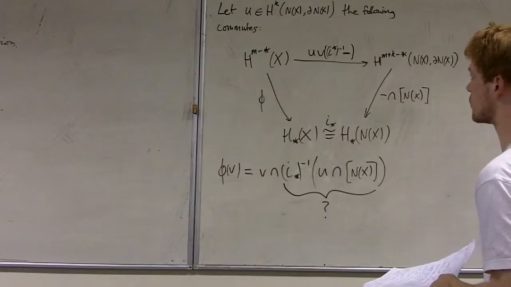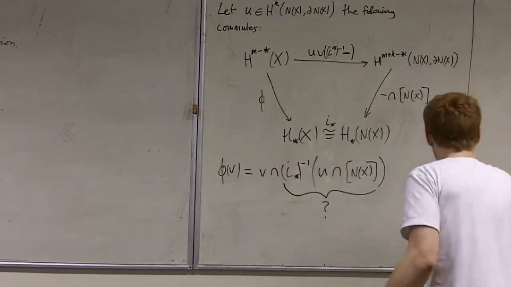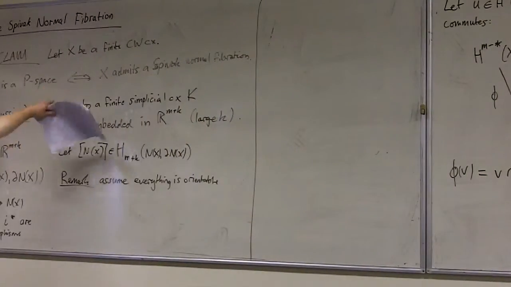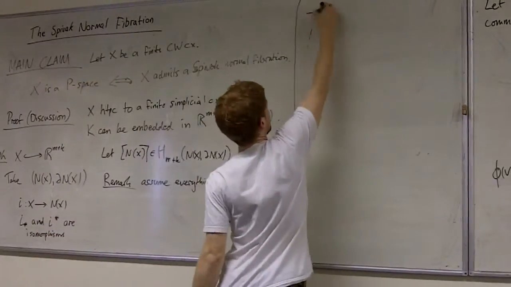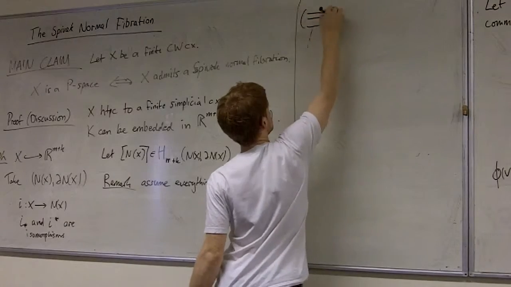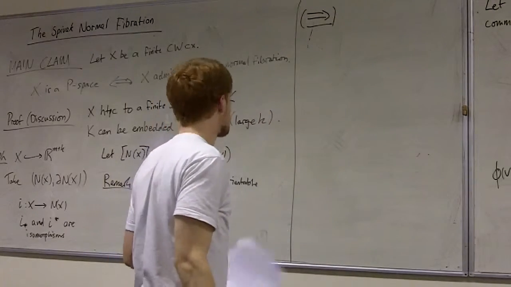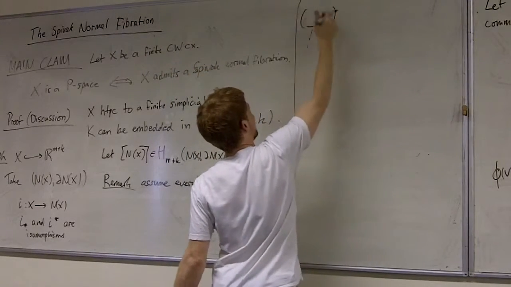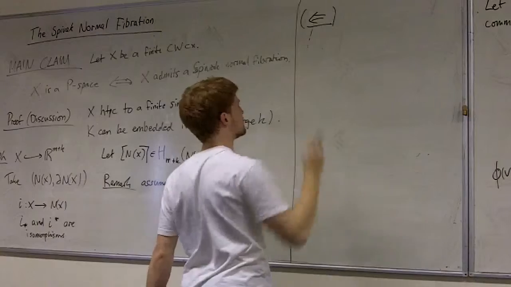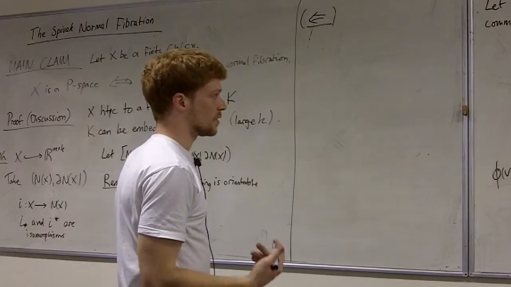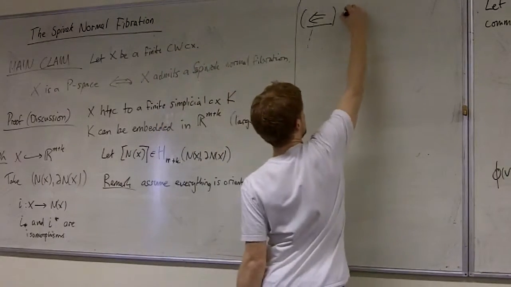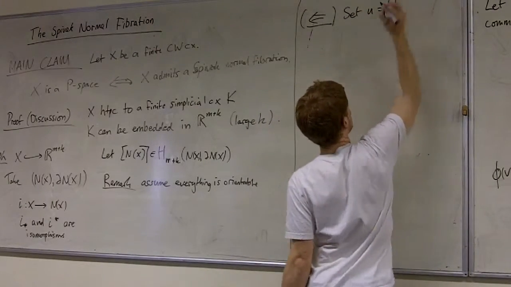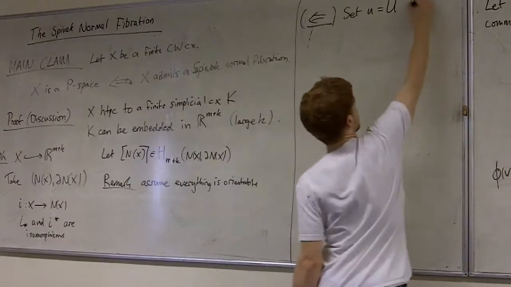So in fact, right off the bat, let's prove... implies. Okay, so we're assuming, oh no, the other way, is implied by. So if we've got a Spivak normal fibration, then we've got a Thom class. So let's set U to be equal to that Thom class.